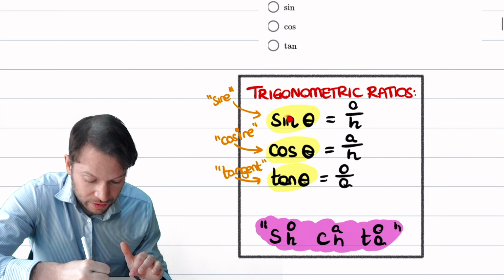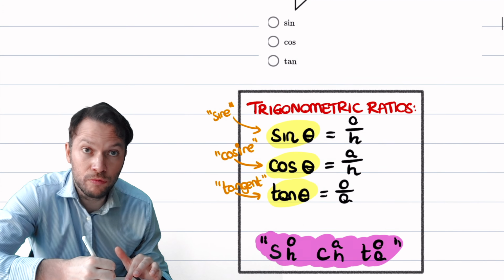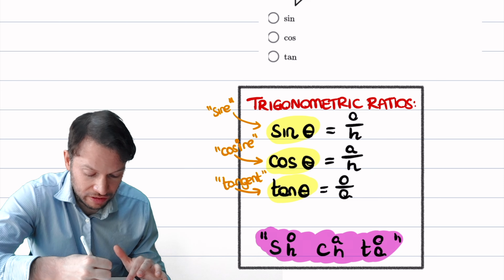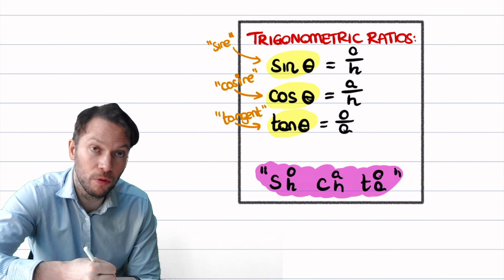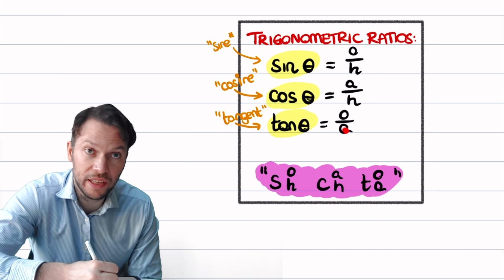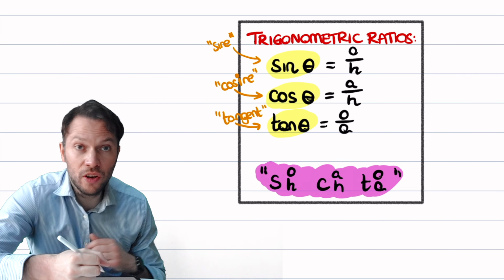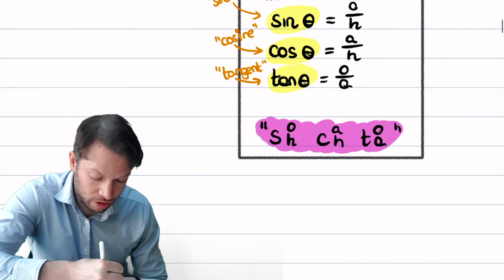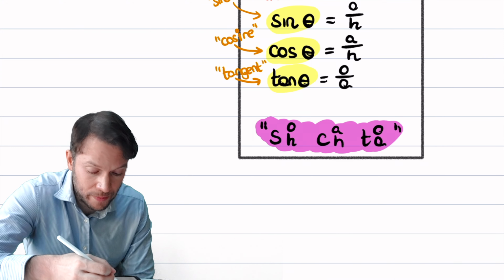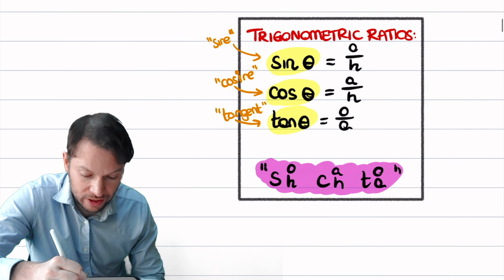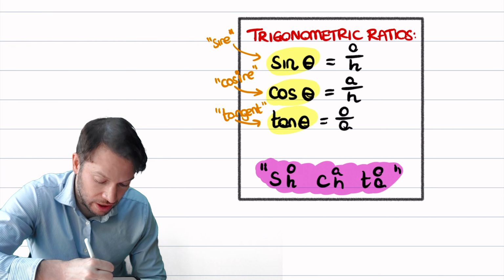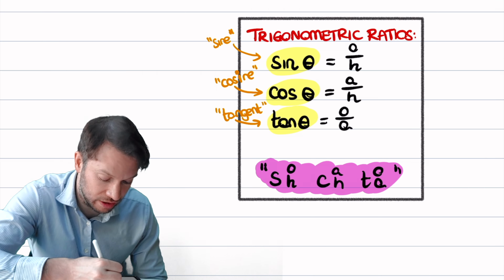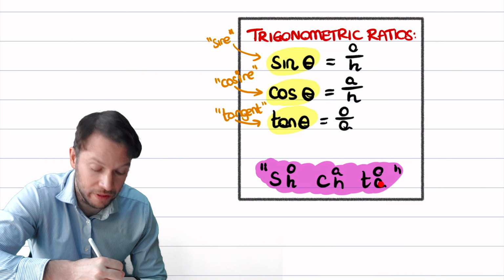Sine of the angle gives you the relative size of the opposite and the hypotenuse. Cos of the angle of interest gives you the relative size of the adjacent and the hypotenuse, and tan of the angle gives you the relative size of the opposite and the adjacent. There's a nice way to remember this called SOHCAHTOA, which is basically just a way to summarize this. Sine of the angle is the opposite over the hypotenuse, cos of the angle is the adjacent over the hypotenuse, and tan of the angle is the opposite over the adjacent.